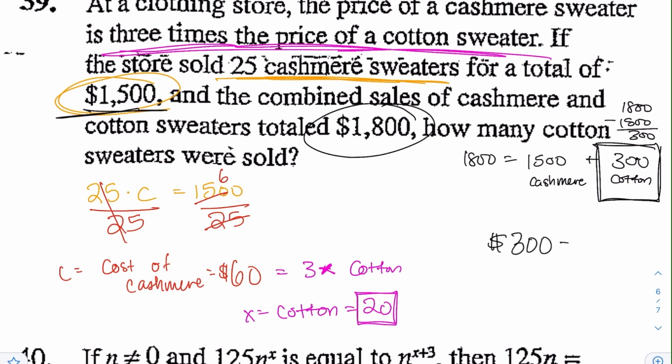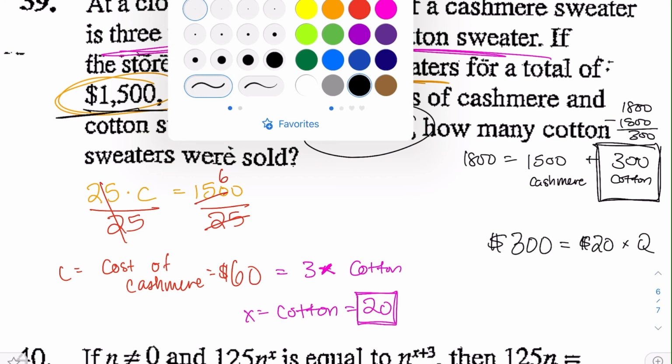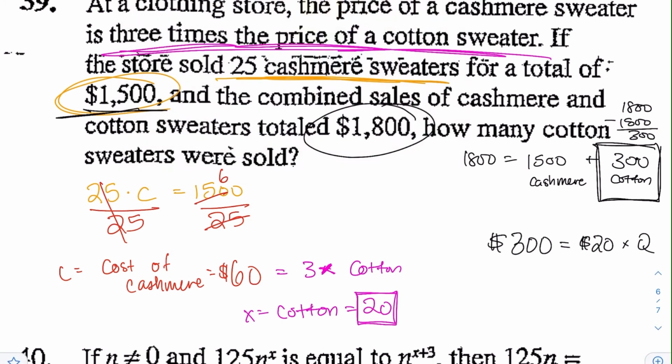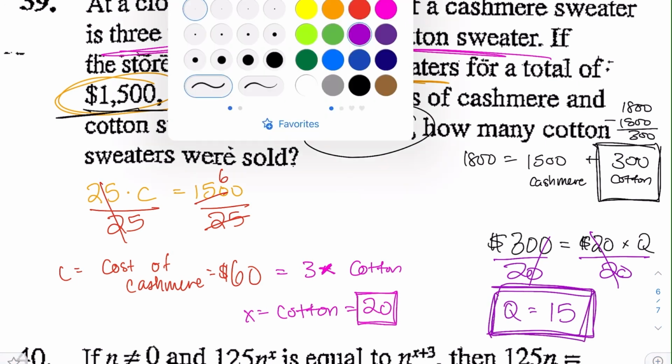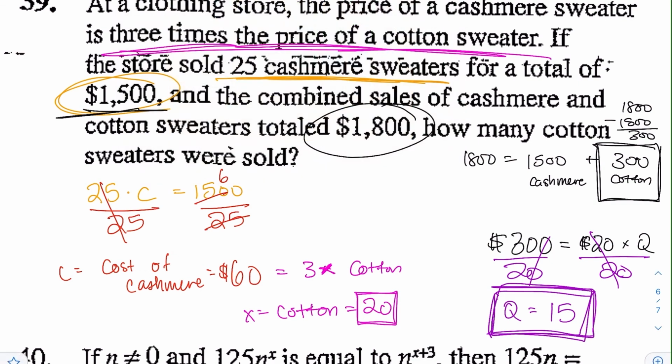And now this $300, since you know that each cotton is $20, and we can call Q the quantity of cotton sweaters that were sold. If you divide by 20 on both sides, you get Q is equal to 300 divided by 20, or 30 divided by 2, which is 15. You sold 15 cotton sweaters for $300. So the answer is 15. So here you just turn the word sentence into a number sentence, and then you just substitute to solve.